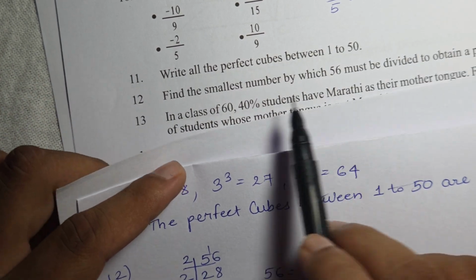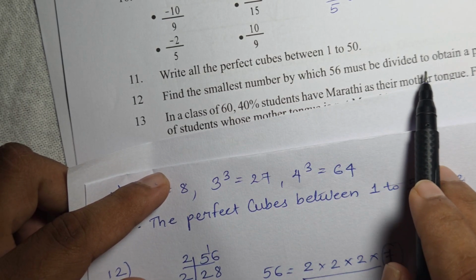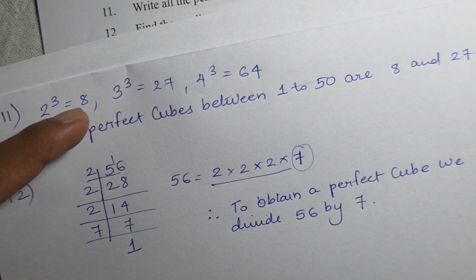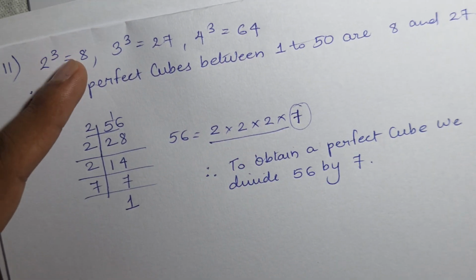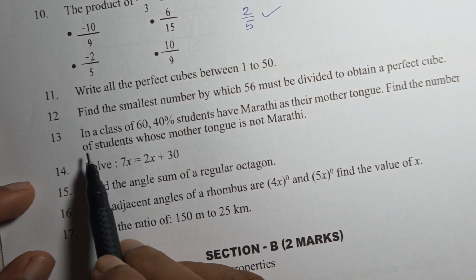Whatever we write is from the question itself. Find the smallest number by which 56 must be divided to obtain a perfect cube. To obtain a perfect cube, we divide 56 by 7. That's your correct answer. Let us now try the 13th question.